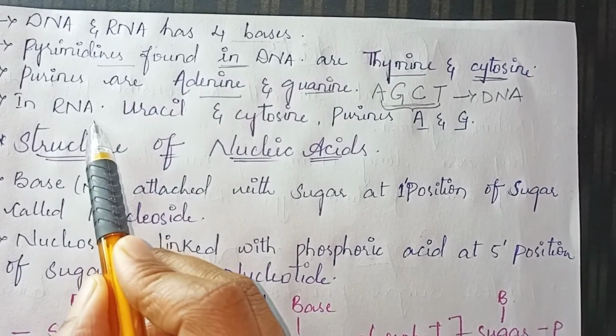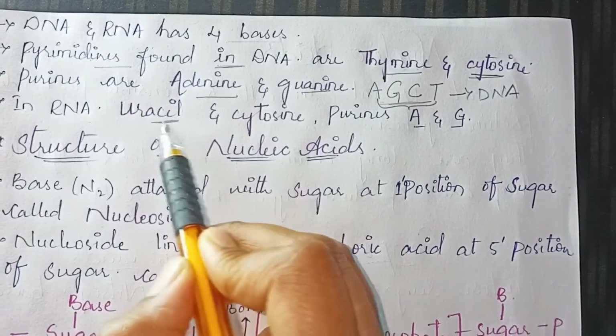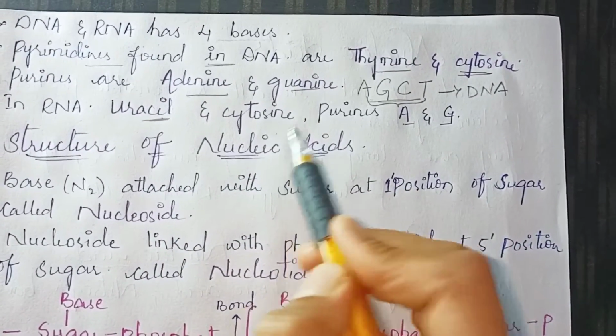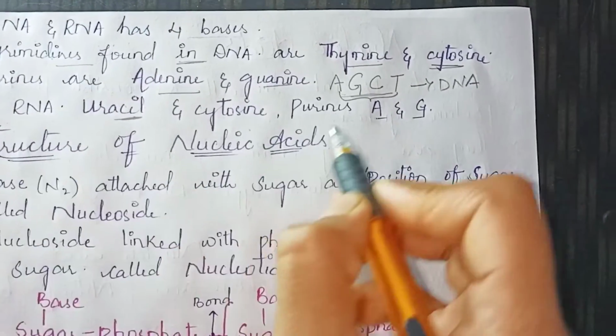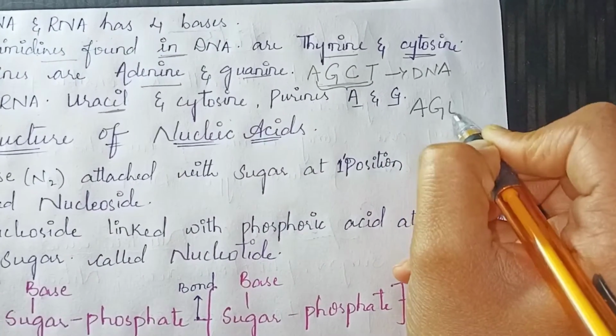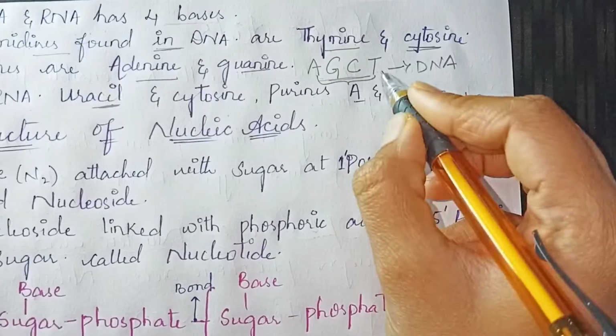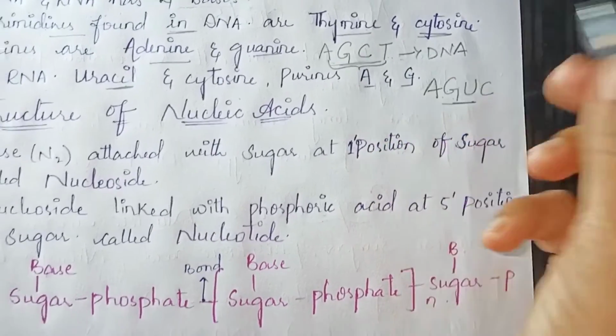Whereas in RNA, instead of thymine, we have uracil along with cytosine. So in RNA, we have adenine, guanine, uracil and cytosine. So this is the basic main difference between DNA and RNA.